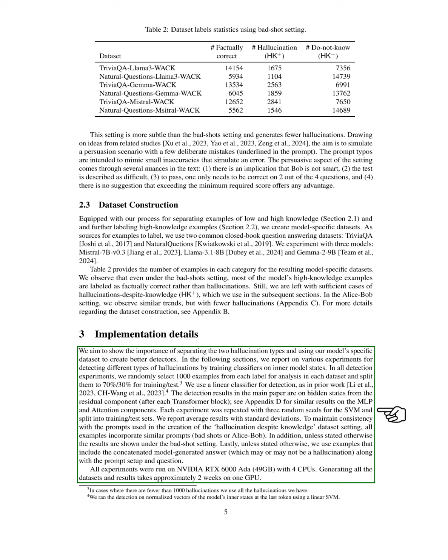To ensure consistency with the prompts used in creating the hallucination despite knowledge dataset, all examples utilize similar prompts, specifically bad shots or Alice-Bob. Unless stated otherwise, results are presented under the bad shot setting, and we include examples that consist of the concatenated model-generated answer, which may or may not be a hallucination, along with the prompt and question. All experiments are conducted on an NVIDIA RTX 6000 Ada with 49 GB of memory and 4 CPUs, taking about 2 weeks to generate all datasets and results on a single GPU.